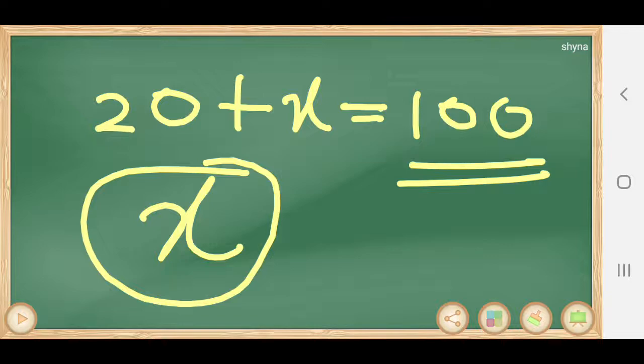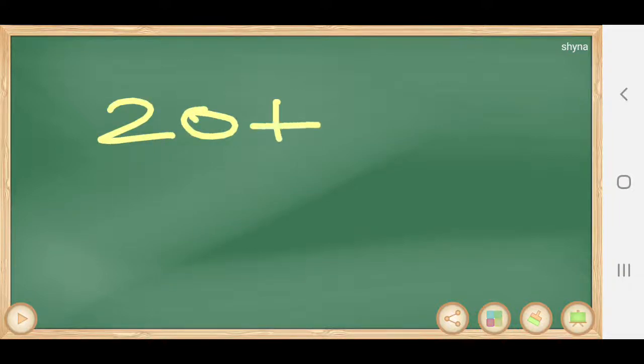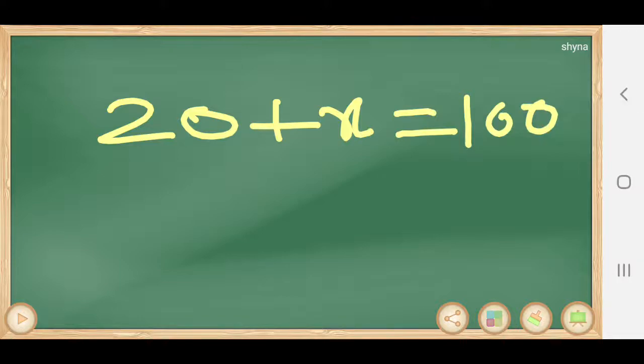Not only that, dear children, here you can see a number, a mathematical operation, a variable and an equal to sign. That is very important, an equal to sign. So we can say it is an algebraic equation. That is, 20 plus x equal to 100 is an algebraic equation. Why algebraic? It contains the variable x. Why is it an equation? It contains an equal sign.